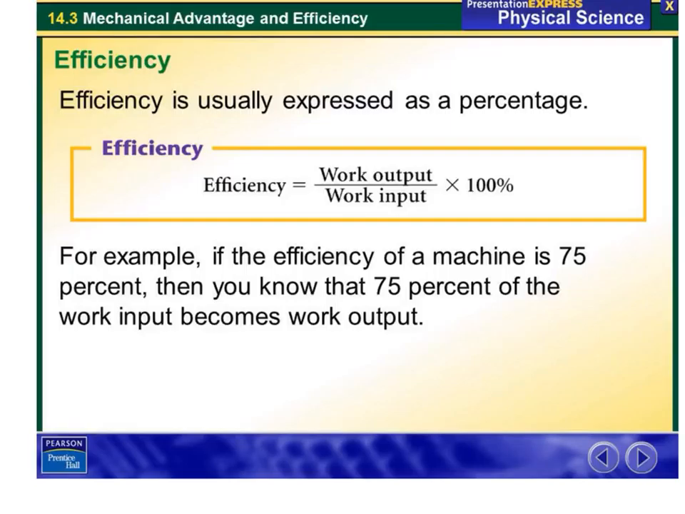Okay, the last concept we're going to look at in this section is efficiency. Efficiency is simply the work output divided by the work input times 100. Remember that because of friction, there will always be an efficiency below 100%.